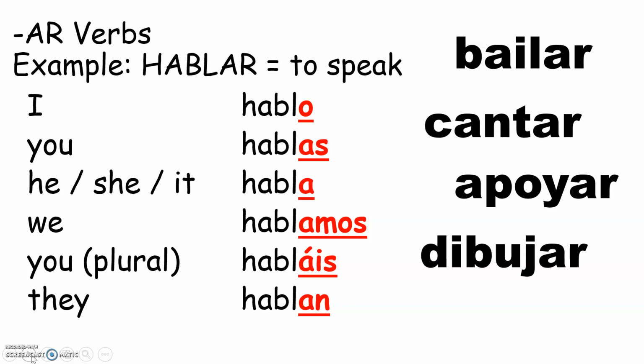Remember, there's an accent hiding on habláis, that AIS ending, and that's really important too. So let's hear that little pattern once more. I, you, he, she, it, we, you, they. Hablo, hablas, habla, habla, habla. Hablamos, habláis, hablan.